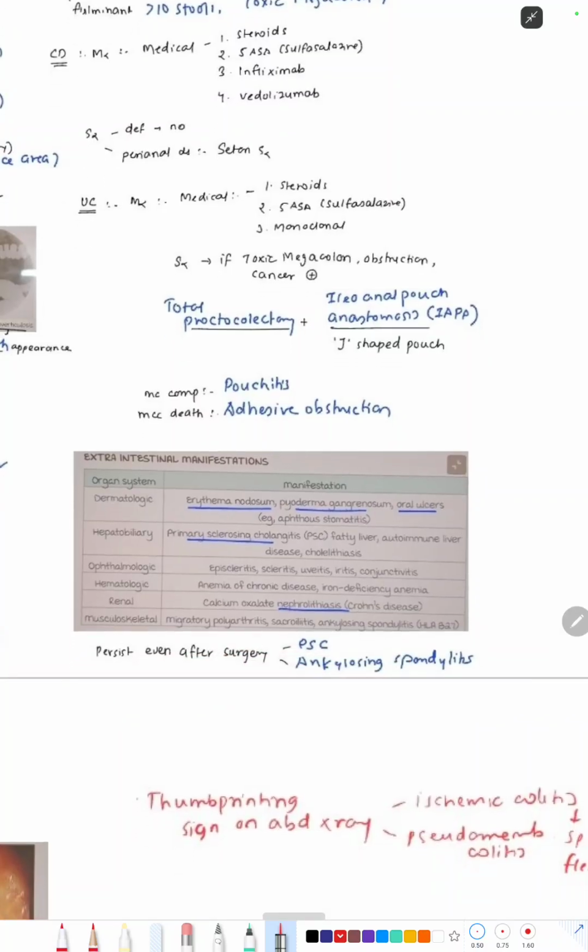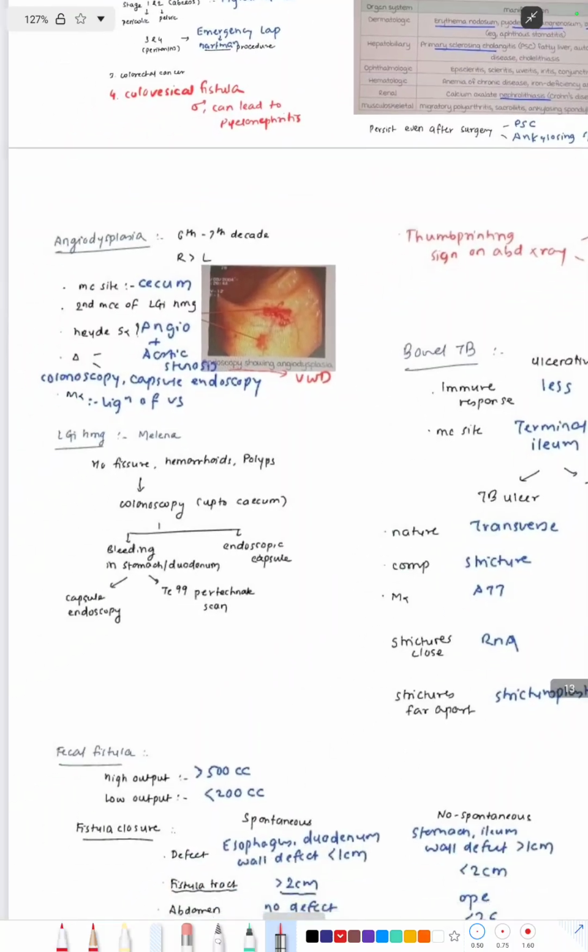Extraintestinal manifestations. In the skin, there are erythema nodosum, pyoderma gangrenosum, oral ulcers, and hepatobiliary primary sclerosing cholangitis. Then you have the renal, that is nephrolithiasis, calcium oxalate nephrolithiasis, that is seen in Crohn's disease. What are the complications that persist even after surgery? That is the associations of ankylosing spondylitis and primary sclerosing cholangitis. They persist even after the surgical removal of the disease.